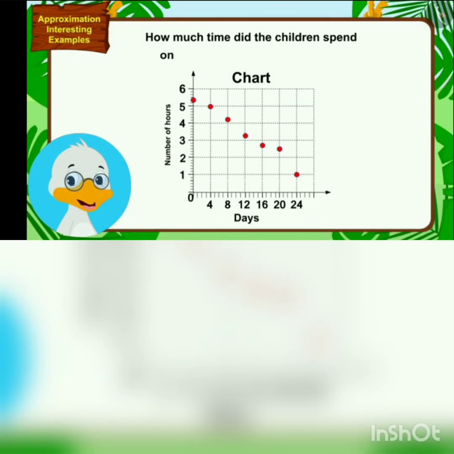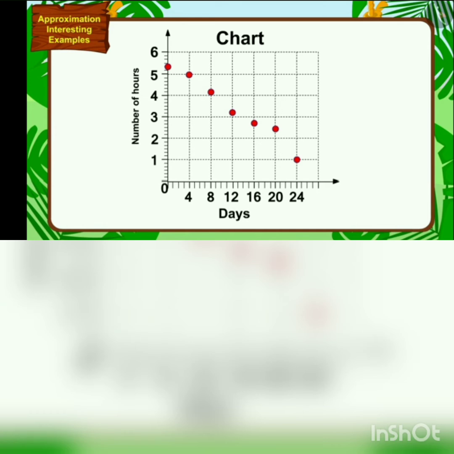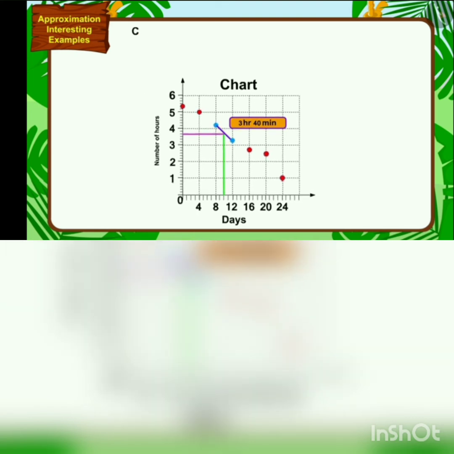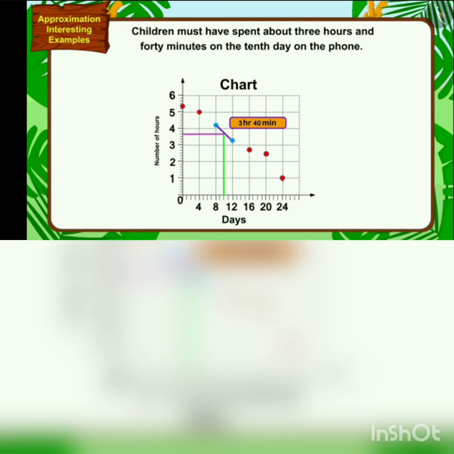Approximately how much time did the children spend on the 10th day on the phone? Can you find an answer to this question, children? In this way, we can find a solution by connecting the dots of the 8th and 12th days in a straight line. The vertical line on the 10th day is meeting this line at this dot, indicating about 3 hours and 40 minutes. So, the children must have spent about 3 hours and 40 minutes on the 10th day on the phone.